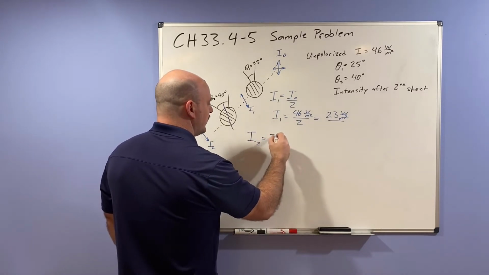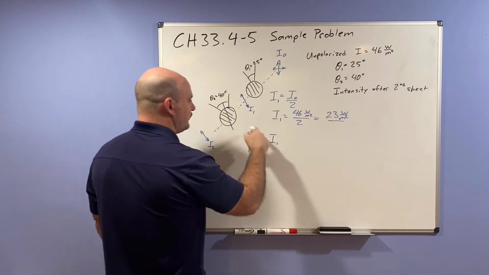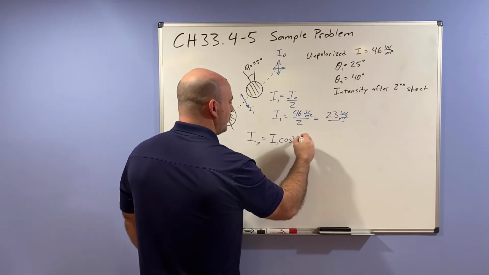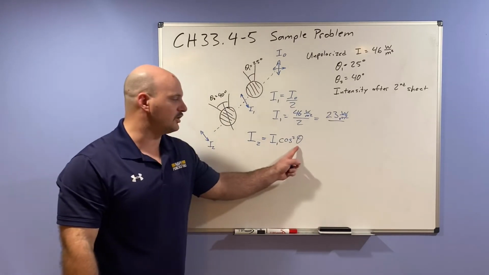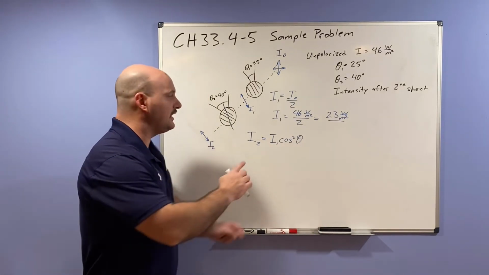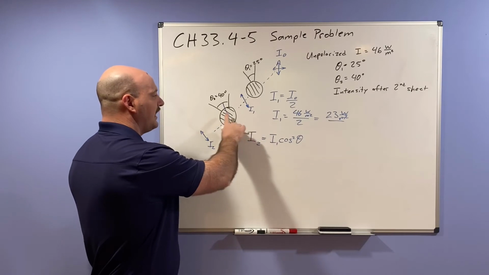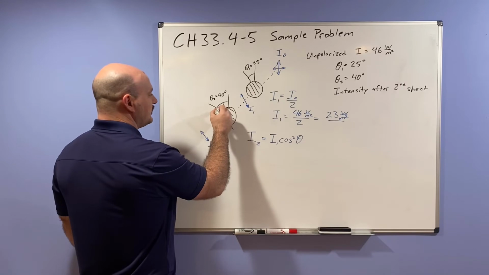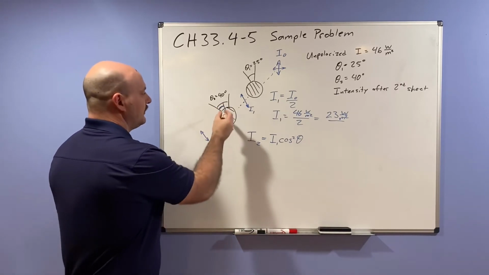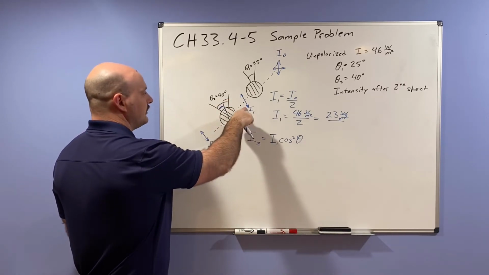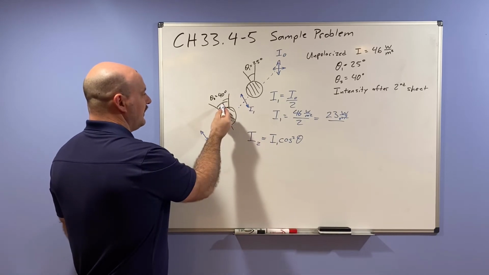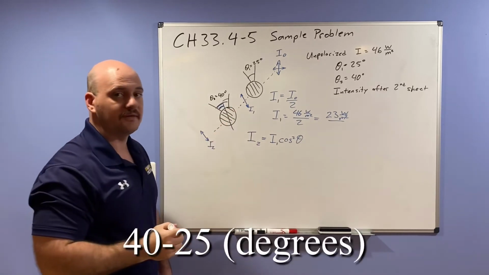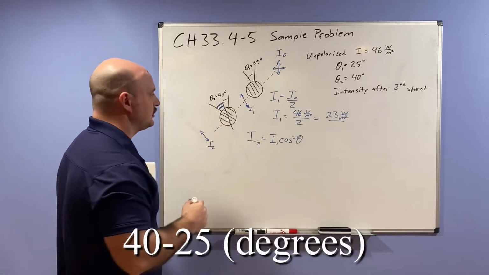to be equal to I1, the intensity of the polarized light, times the cosine squared of theta. Now remember, that angle is the angle between the polarized light and the polarizing direction of our sheet. So it's this angle in here that we're looking for. Well, if this is 25 degrees from the vertical, and then all the way to here is 40 degrees, what's in between that? It's 40 minus 25, it's 15 degrees.